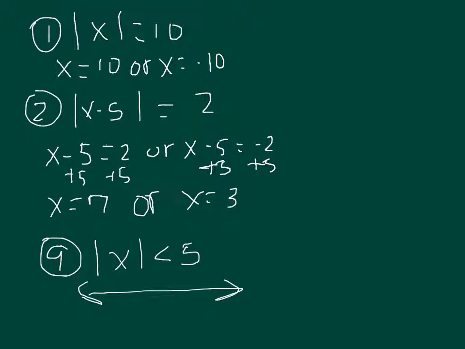If I said it was equal to 5, it would be 5 or negative 5, the distance from 0, 5 units from 0. So I'm still going to use those boundary numbers, but I know that it's going to be an open circle there, that it's not going to be equal to because there is no equal sign.